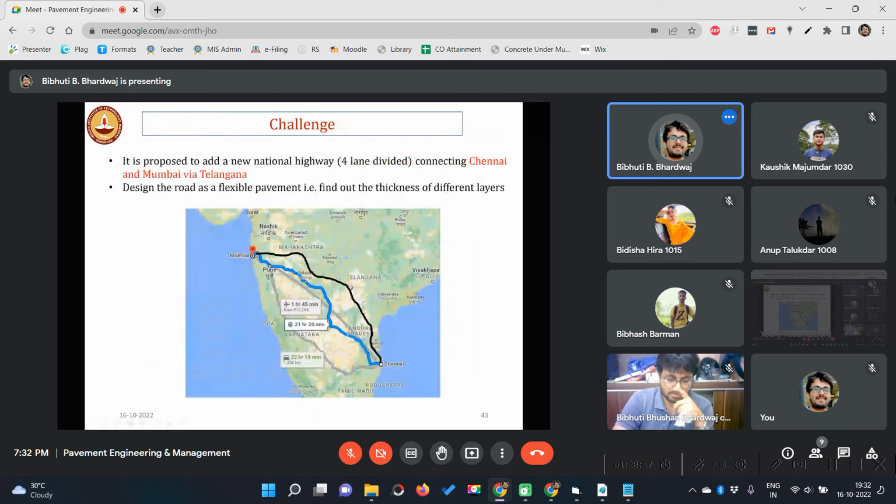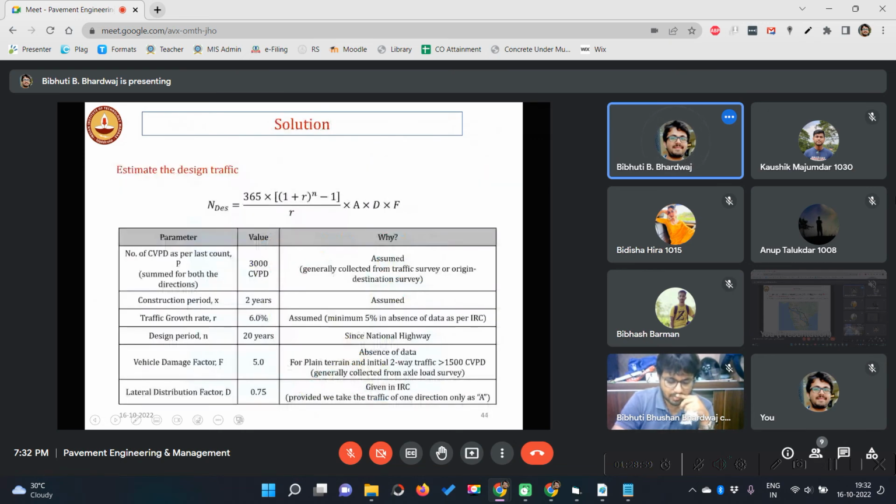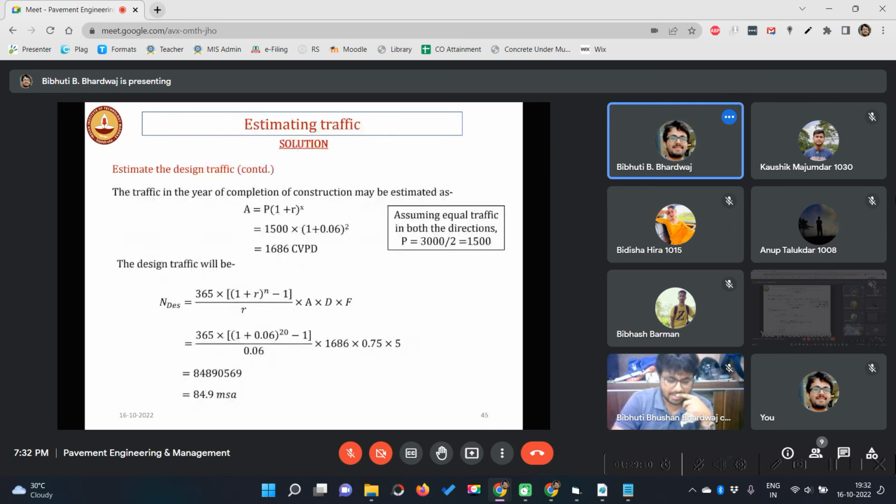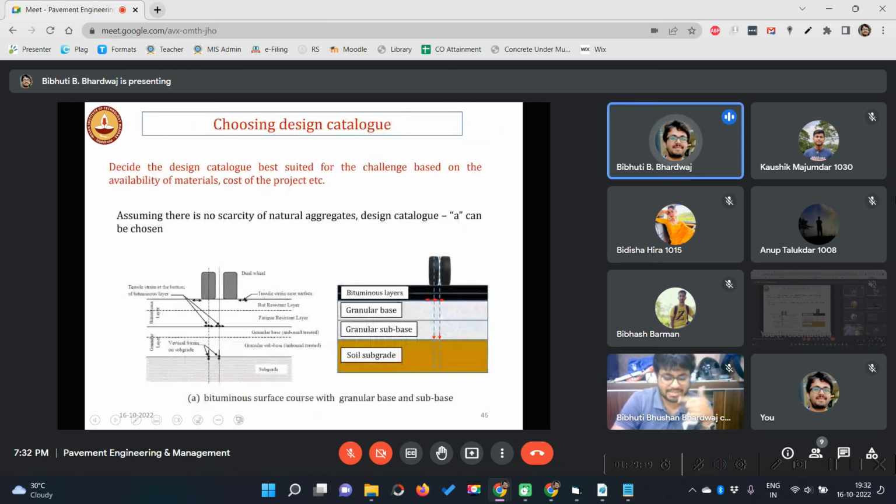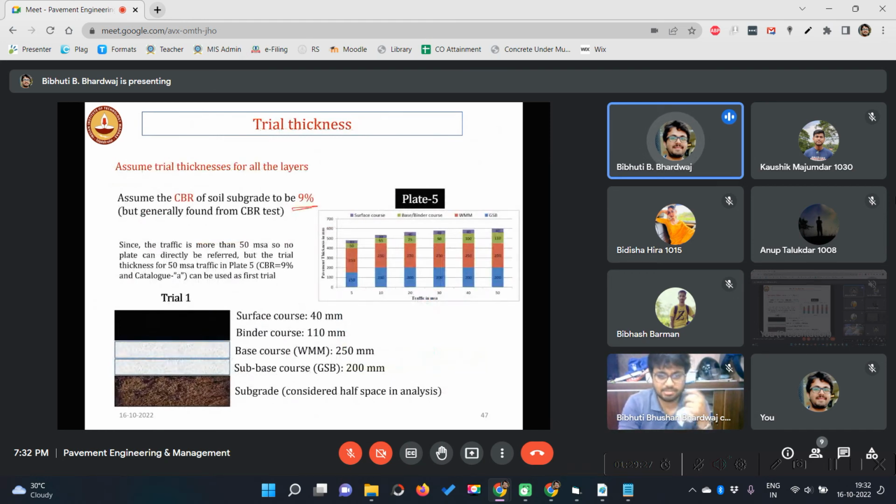Then this was our challenge to design a road from Chennai to Mumbai. So it is a 4-lane divided national highway, and what we did, we estimated the design traffic based on several assumptions. So what are the values we took, why we took, so everything we discussed in details, right? Then we calculated this design traffic and found it to be 84.9 MSA, right? Then we decide which catalog to use, since there is no scarcity of aggregates, so catalog A was used, and CBR was supposed to be 9%.